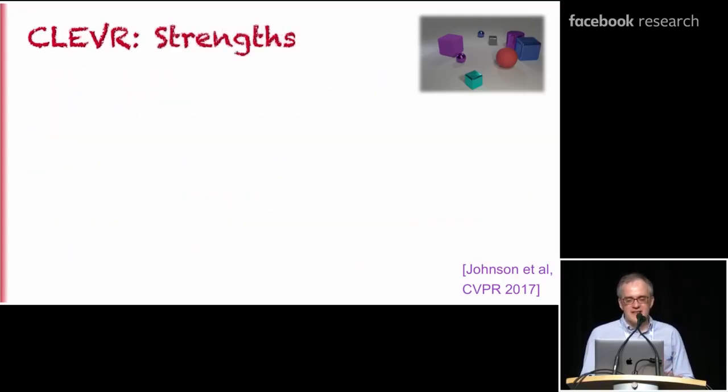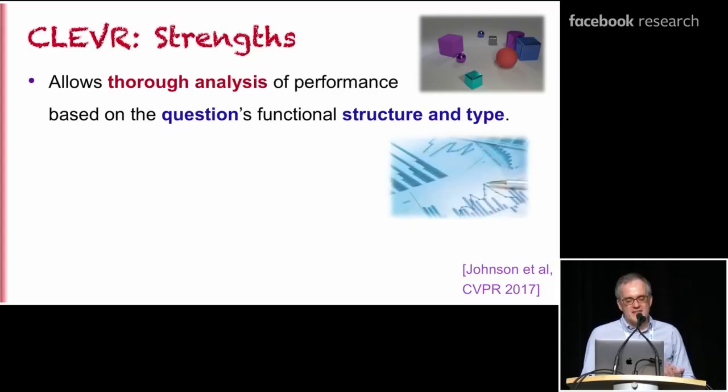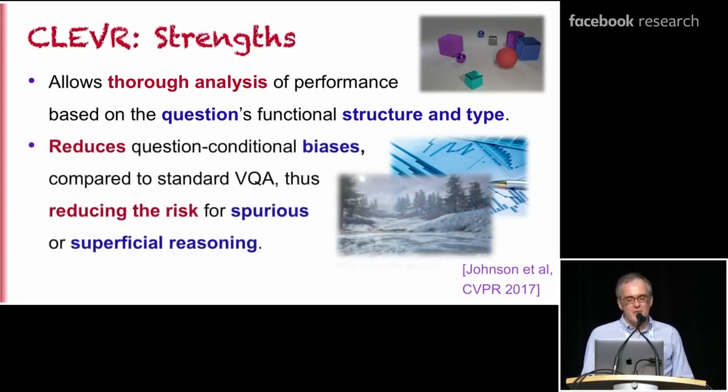But the strengths of Clever are, well, by the construction of the data set, it allows thorough analysis of performance based on the question's structure and type. But more particularly, part of why it was originally designed was there was this first generation of visual question answering work, and it looked impressive initially, and then people started to discover that there are a lot of question conditional biases and opportunities to do spurious and superficial reasoning.